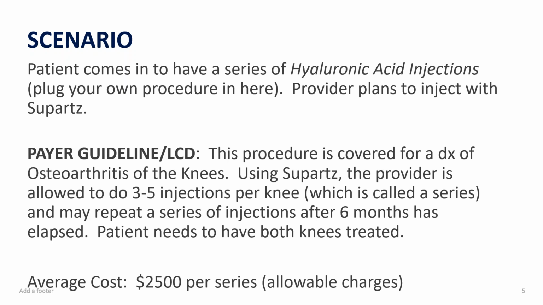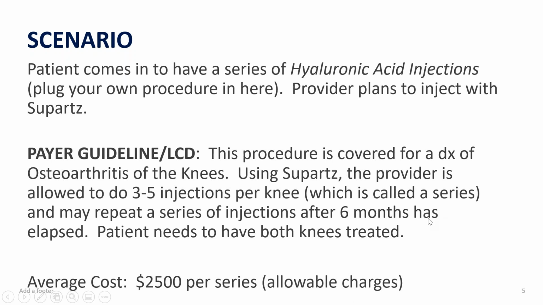The patient has to have both knees treated. So the average cost of this procedure is going to be $2,500 per series. So essentially it's going to cost the patient, if they do one knee, around $2,500, and they do all 5 injections, it would be about $2,500. 5 injections on the other knee, another $2,500. So you're looking at about $5,000 in allowable charges.